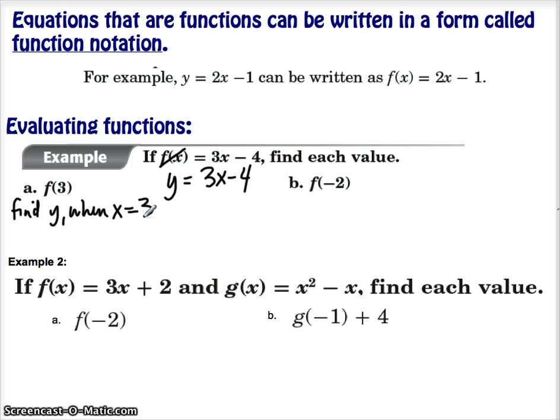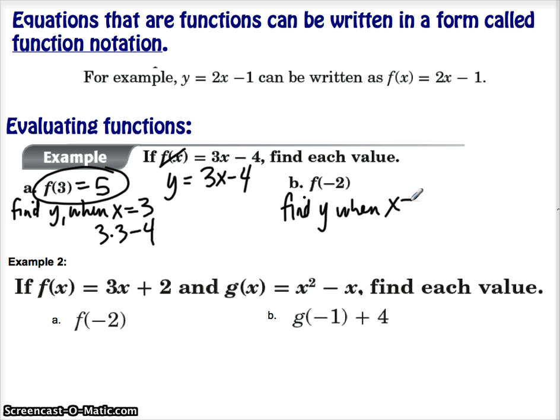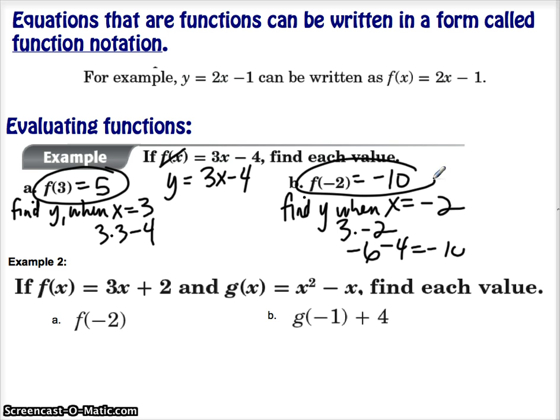And we have done plenty of that. Okay, so basically f of 3, all it means is plug 3 in for x, figure out what y equals. Alright, so if you do that, 3 times 3 is 9, minus 4 is 5. So therefore, f of 3 equals 5. F of negative 2, what does that mean? Find y when x equals negative 2. Alright, so 3 times negative 2 is negative 6, minus 4 is negative 10. So f of negative 2 equals negative 10.